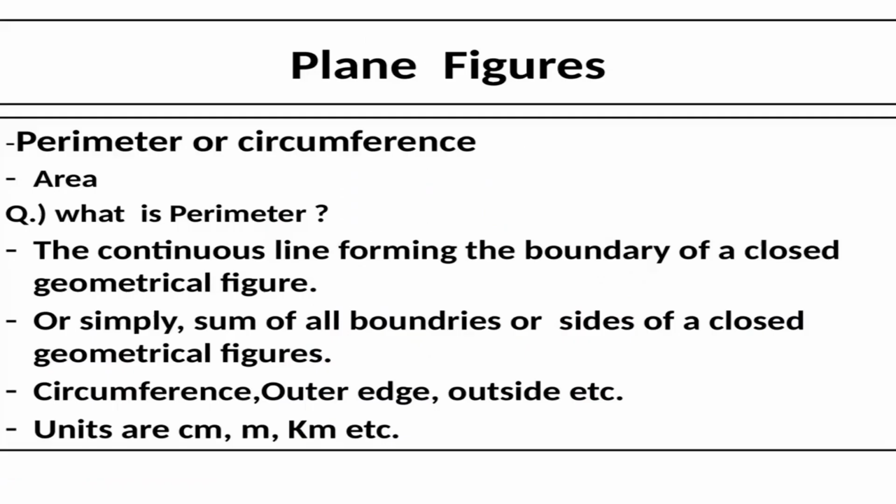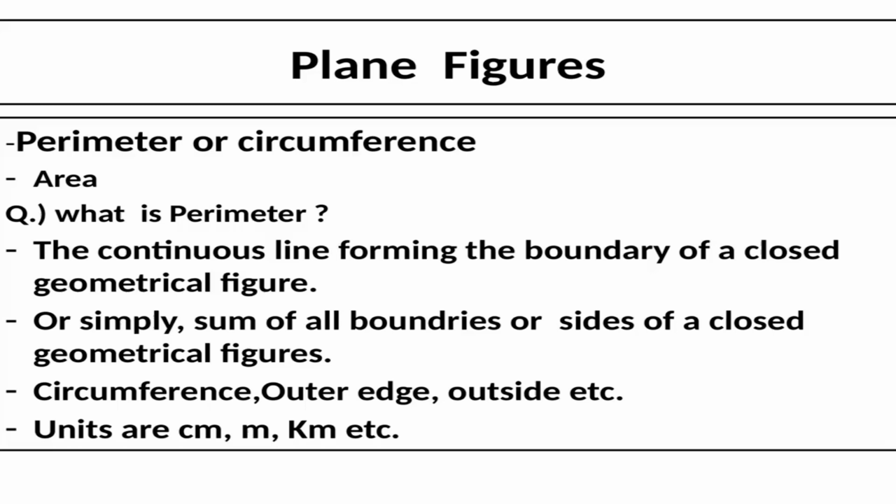Now see plane figures. What do we have to calculate in plane figures? The first thing is perimeter or circumference, and the second is area. In plane figures we find these two things, perimeter and area, or circumference and area. And there is a little bit of difference between perimeter and circumference. The meaning is the same, but the usage is a little different. We will discuss it later on.